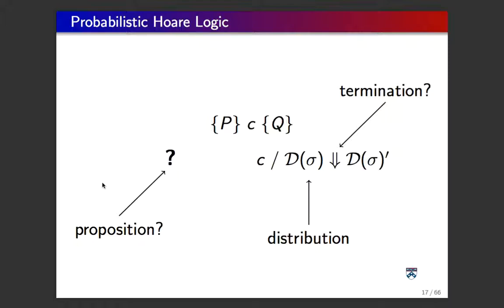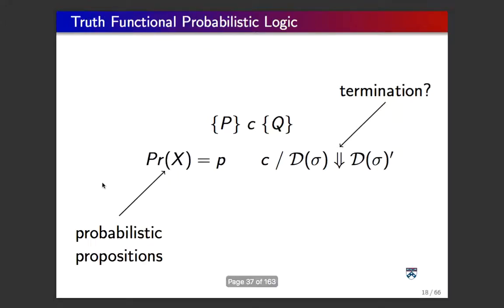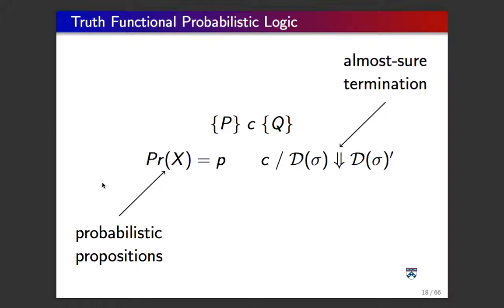What about propositions? So there's the truth functional version of probabilistic logic, where we now say, well, for propositions, we're going to include probabilistic propositions. So they're going to be propositions that are basically about distributions, like the probability of x in the distribution is equal to 1/2, or something like that. And instead of having this requirement of termination, we're going to require almost sure termination, which means that with probability 1, the program terminates, even though there may be a non-terminating trace of the program. And I'm not going to use the word trace in that sense, again, because of terminology conflicts.